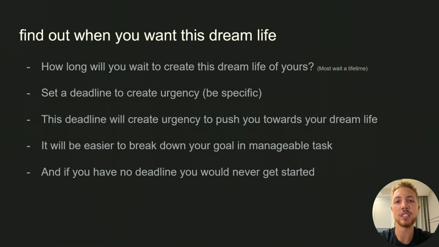But the reality is you can get there a lot quicker than you think. For me, it only took me a year and a half to live out my dream life. Once you have it set in stone, what you want, and I'll walk you through the other steps in order to get there, but once you find out what you want, when you want it, and create that urgency and that pressure, that's when you turn into a diamond. So yeah, you need to set a deadline to create urgency and pressure for yourself to actually get to where you want to go.